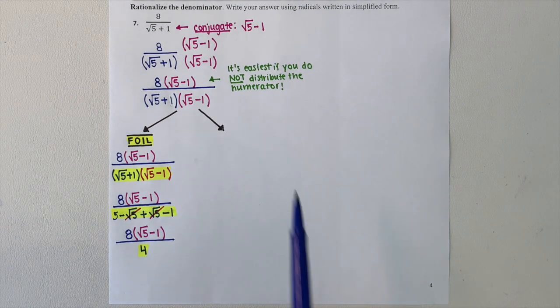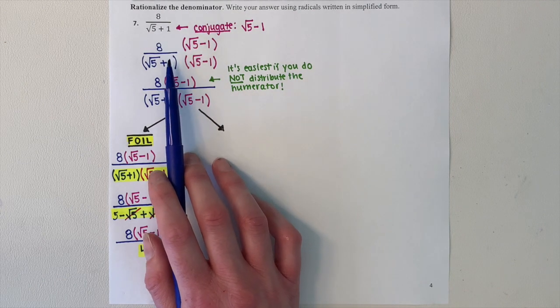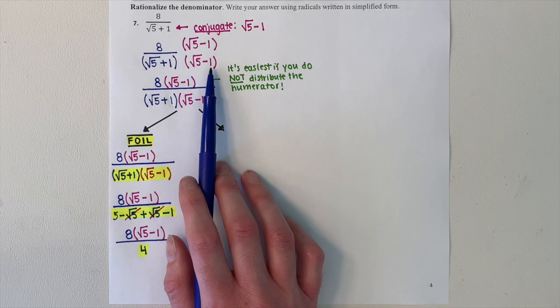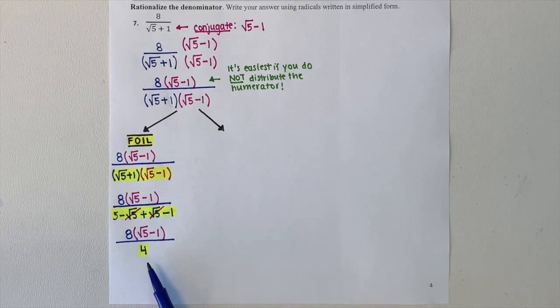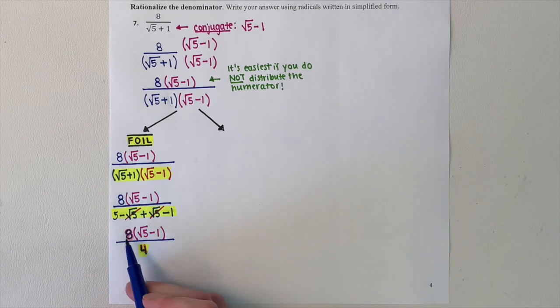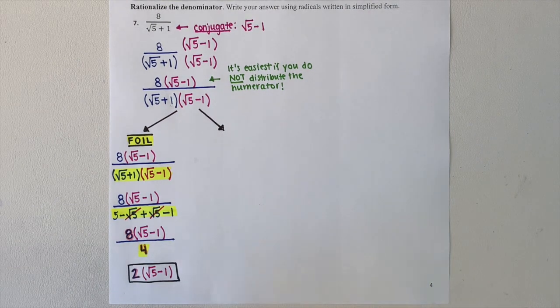Now we've successfully rationalized the denominator by multiplying the numerator and the denominator by the conjugate of the denominator and then simplifying the denominator by FOILing. We've gotten rid of the square root in the denominator. Now the last step in any math problem is always to check to see if you can simplify it any further. Notice 8 divided by 4 gives us 2, so that will simplify to 2 times the square root of 5 minus 1. You can leave the final answer in factored form like this.